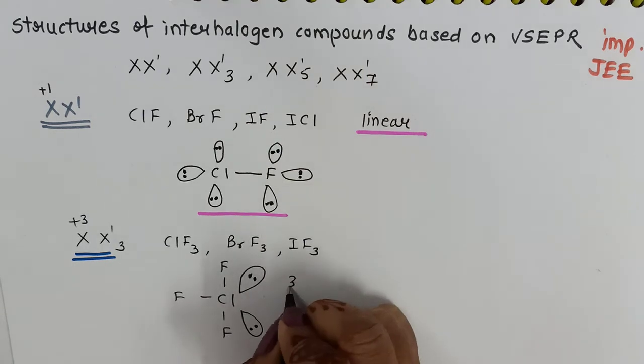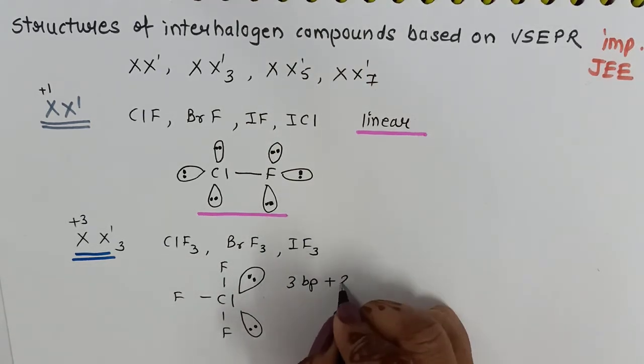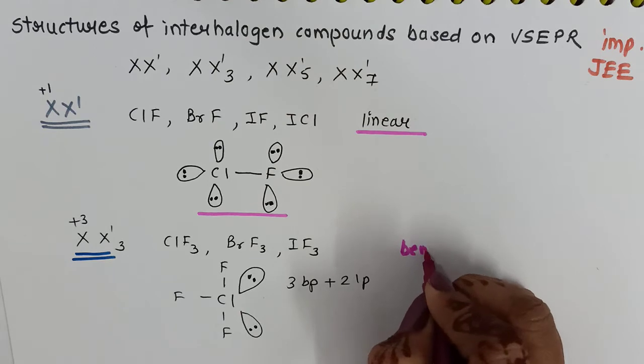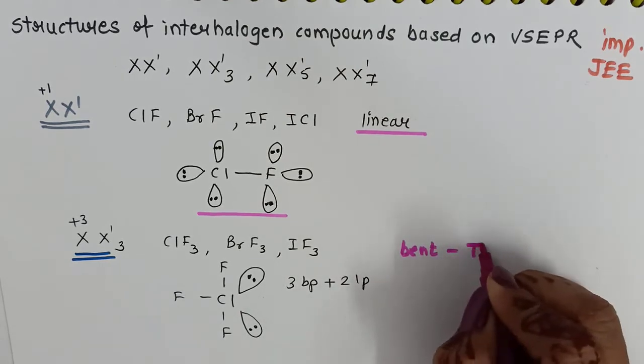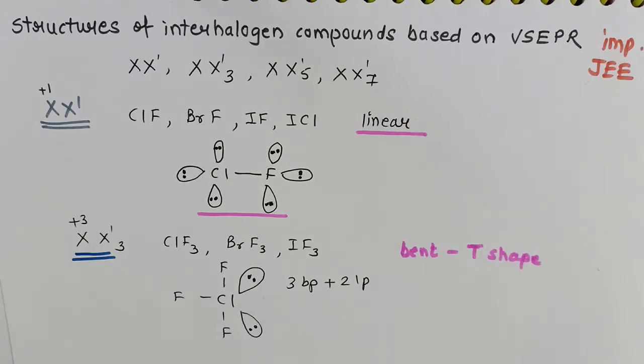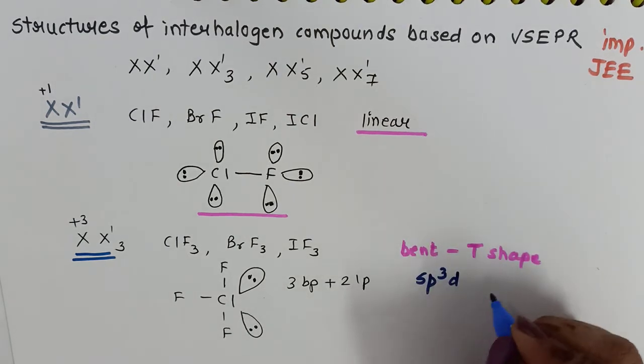So this contains ClF3. This has 3 bond pairs and 2 lone pairs. So it will show bent T shape. In this type of interhalogens, they will show sp3d hybridization. The central atom shows sp3d hybridization.